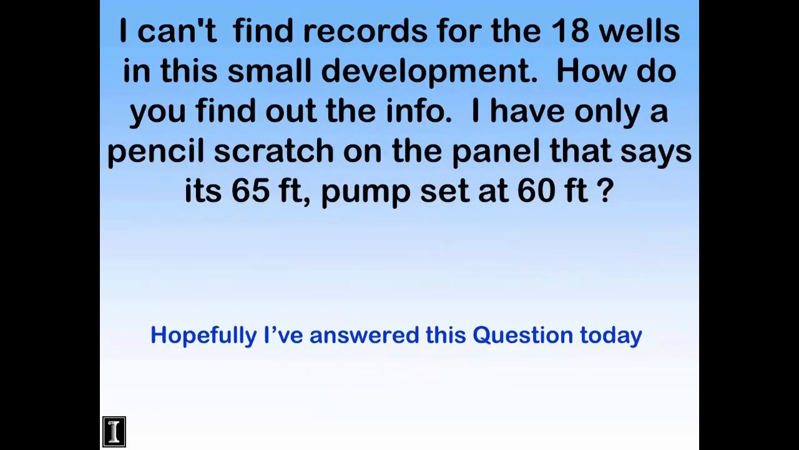So I can't find records for the 18 wells in this small development where I live. How do I find out? As I said, I've hopefully answered that question: talk to your county health department, talk to your state agency that regulates well construction, and talk to the local drillers. Depending on how old the development is, a couple of local drillers will know who put those wells in. If it's 18, they probably got a contract to do all 18 wells, I would guess. So you just need to find out who actually constructed the well, or if your state has those records.